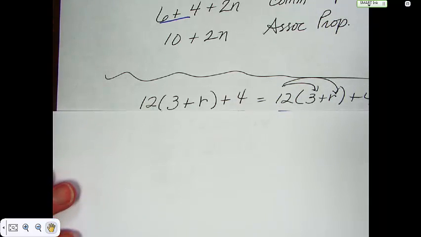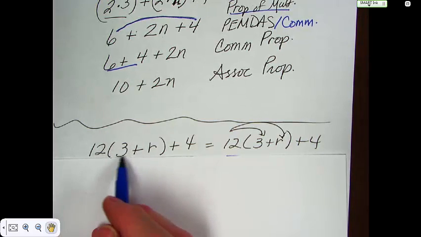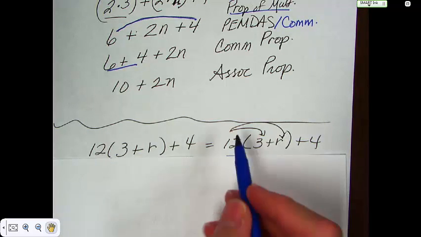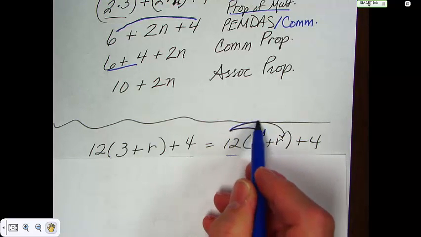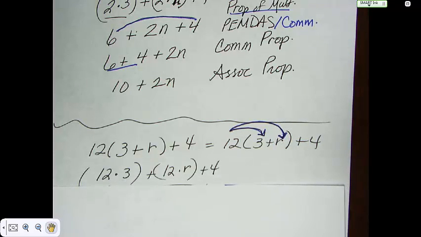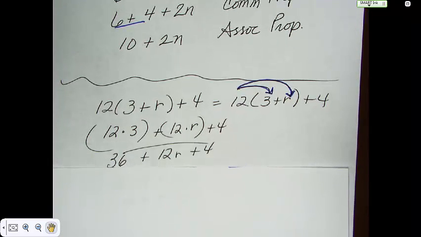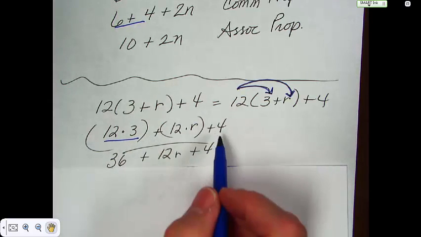Last one here, this one actually you might be able to do a little more with. We have 12 times the quantity, 3 plus r plus 4. So over here we do 12 times 3 plus 12 times r plus 4. And it looks like this. 12 times 3 plus 12 times r plus 4. Okay? Then we add the 12 times 3 with this 4.